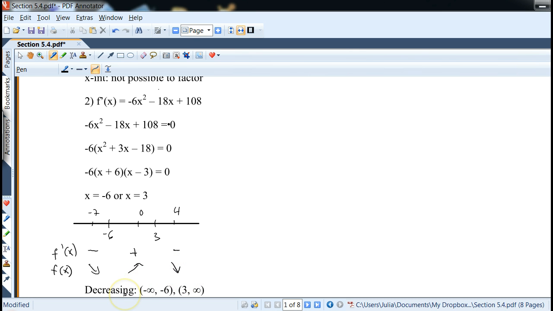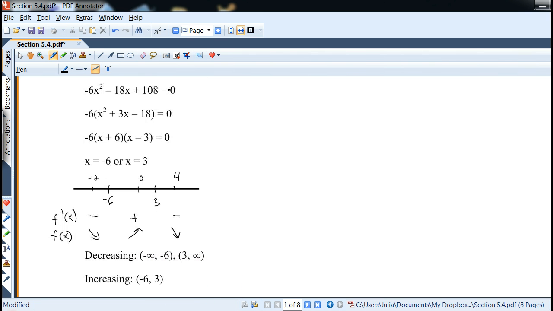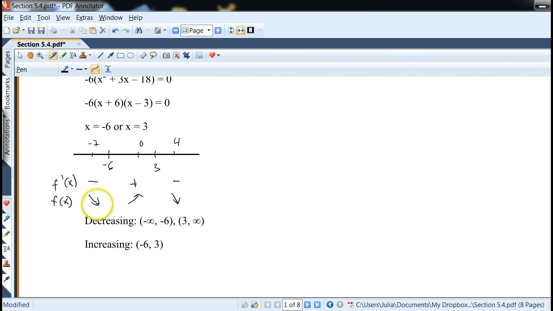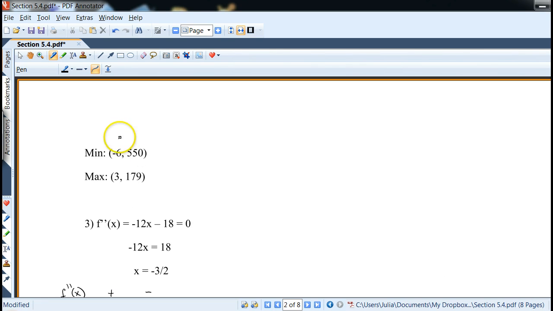So note how it's decreasing from negative infinity to negative 6, and then also from 3 to infinity, with our critical numbers. It's increasing between negative 6 and 3, and notice how we can even visualize it. It looks like a minimum at negative 6, but a maximum at 3, and we can find the y value. So let's take a look by plugging it into the original. I got negative 6. Be careful with signs a little bit. I got 550 for the y by plugging it into the original f of x. And then I got 3, I think it should be negative 550, the usual typo, so let me fix this.